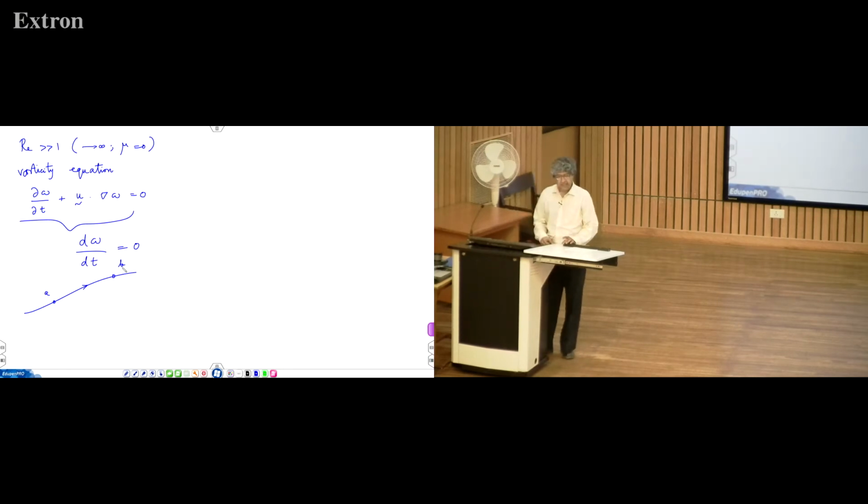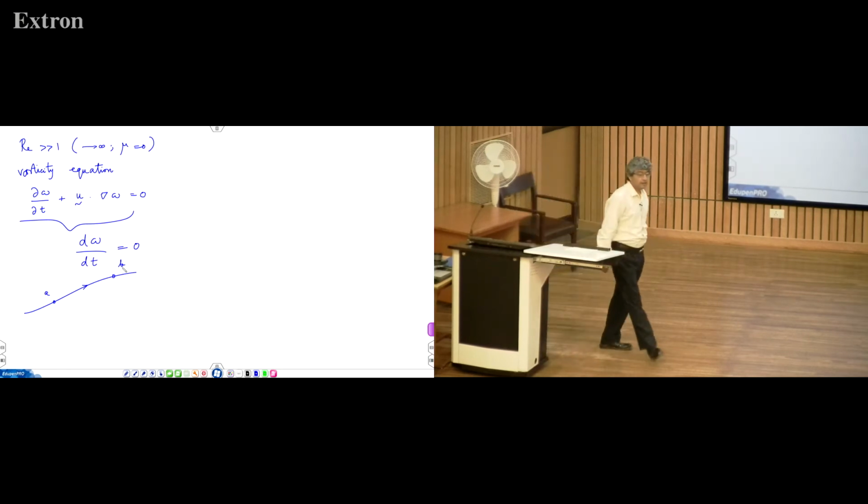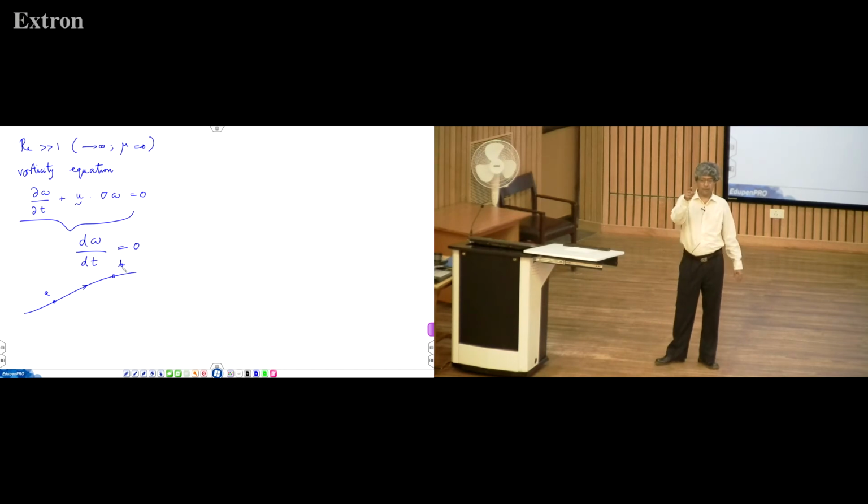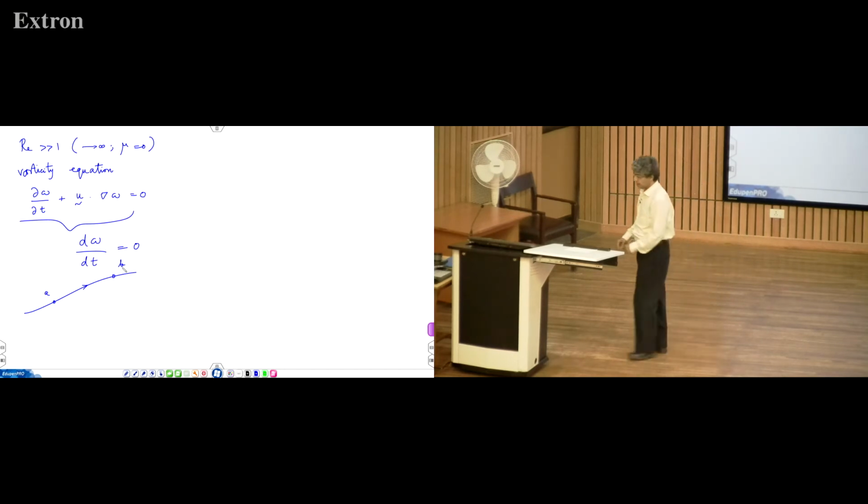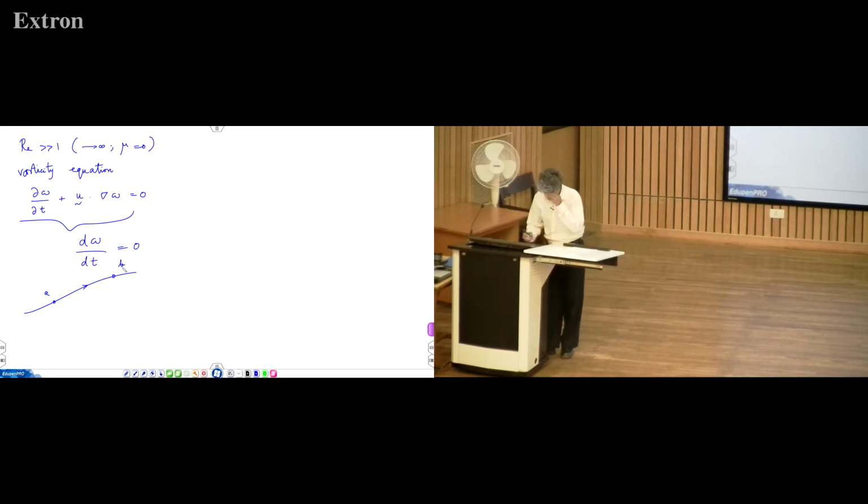D omega dt is 0. What does it tell you? That omega does not change as you go from A to B. So, you have omega B equal to omega A, no change in omega.